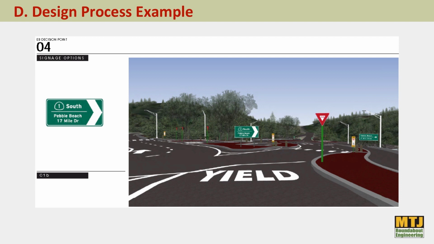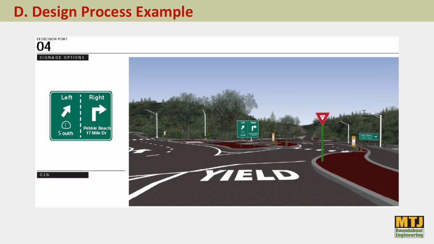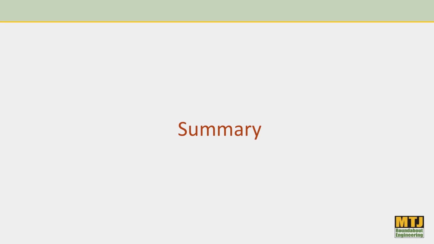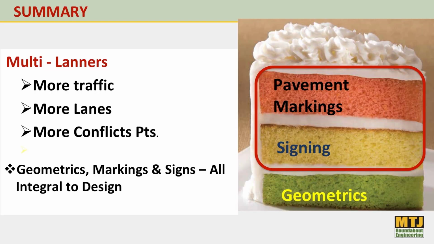At the end of the day, it was a really good process, in that looking at things in perspective view really helped people understand and make good decisions. So in summary, multi-laners have more traffic, more lanes, and more conflict points. The geometrics, markings, and signs are all integral to the design. The criteria and best practices are still evolving.